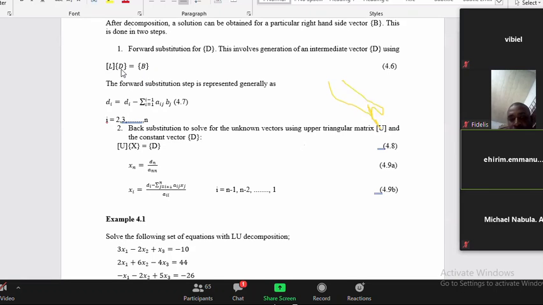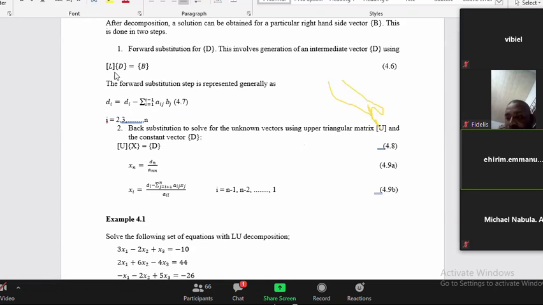All right, and then if we solve for D, look at how to solve for D. Don't mind all these equations. We are going to do them numerically. This is when you are using a MATLAB program. We use equation 4.7.